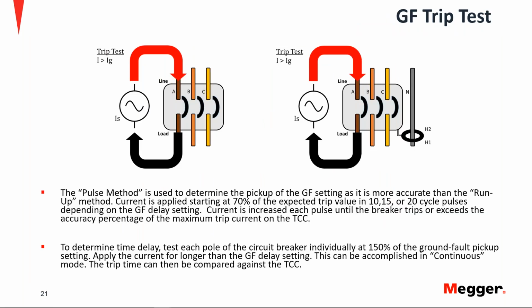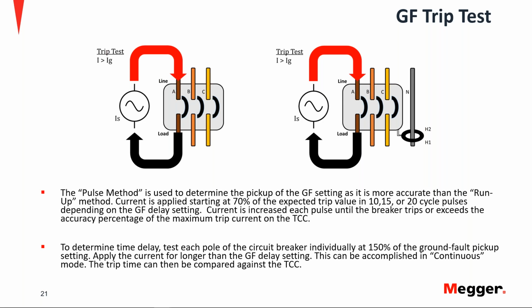So let's go ahead and look at the trip test in more detail. Again, we saw the connections. I'm showing them here again. Pretty straightforward. We only connect to one phase of my breaker. It is the same if I have the 3-pole or the 3-pole with the external neutral CT. And we first have to determine pickup, right? There are two ways to do this, either using the pulse method or the run-up method.